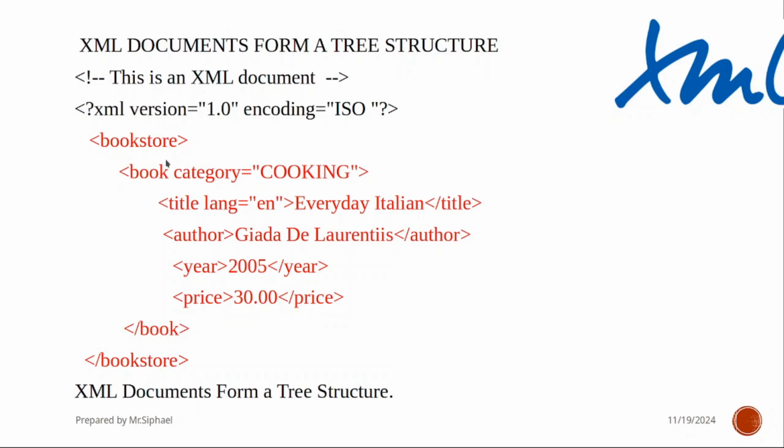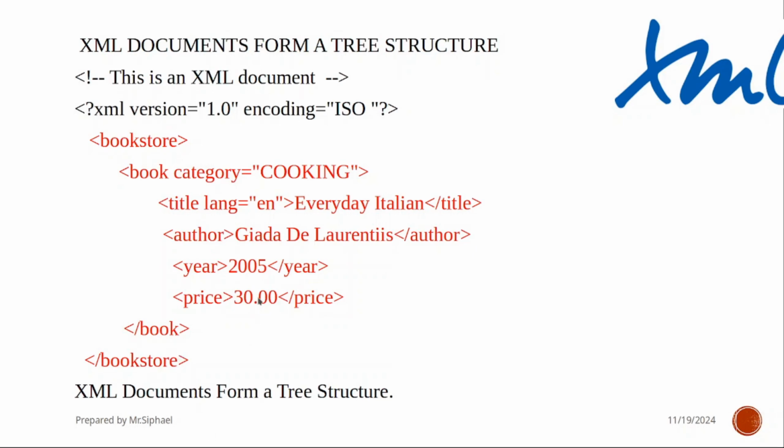Any element, any tag is free to have an attribute. Yes, this increases the descriptiveness of data. You can see this is the parent. We have book, which is the child of bookstore. Then we have title, author, year, and price, which are children of the book, which makes them siblings. All these tags are not predefined. You just write them according to what you want.